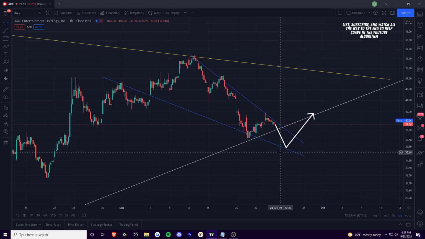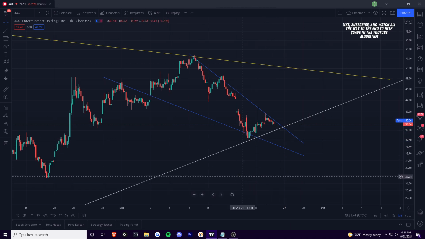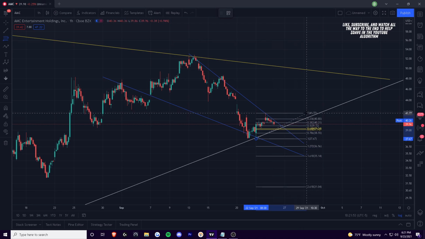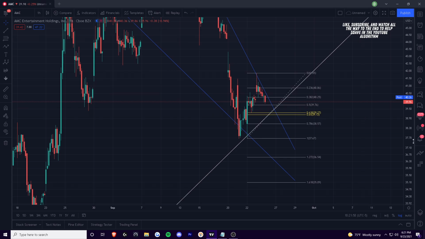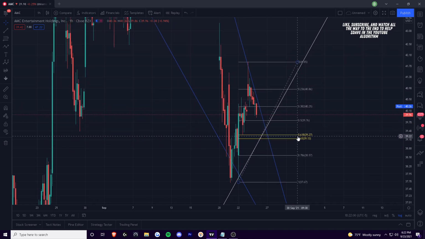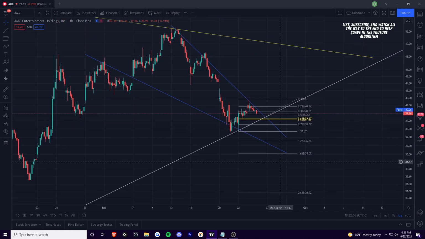So based on that, here's what I think. If you do a fib retracement from the bottom of this, let's do it from here because this is the double bottom, and you go to the top, your golden pocket in this retracement would be between $39.13 and $39.27. This looks pretty convincing to me.